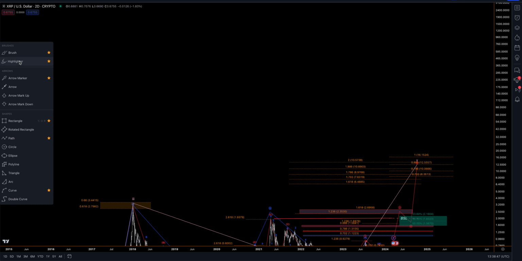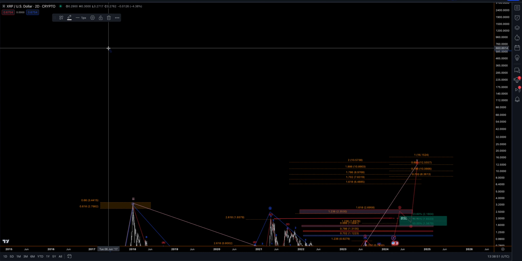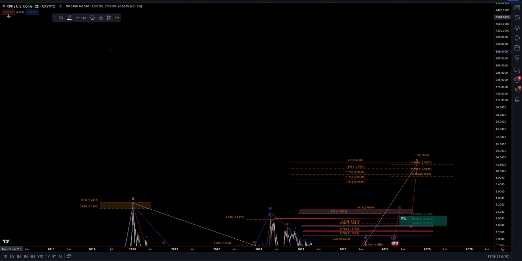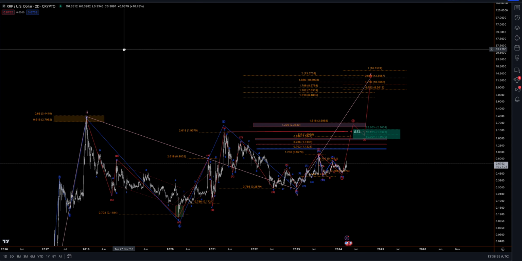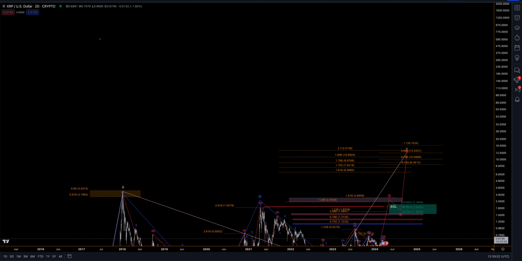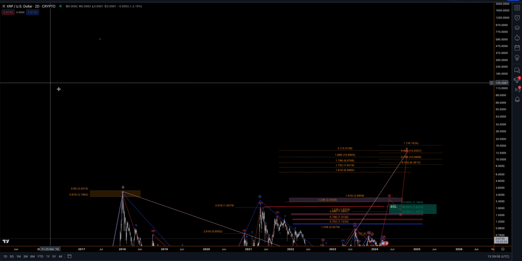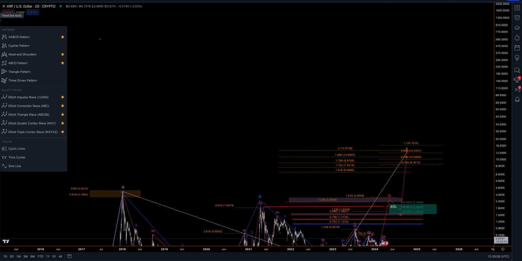So remember that there are 2 different types of ABC corrections. A lot of XRP holders think that XRP is in a wedge. However, we're not in a triangle wave. With a triangle wave, we have an A, B, C, D, and E with a 3-wave move within each wave. Okay, we're not doing that.